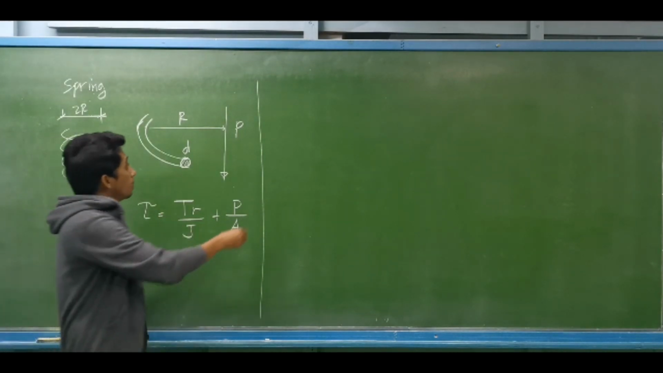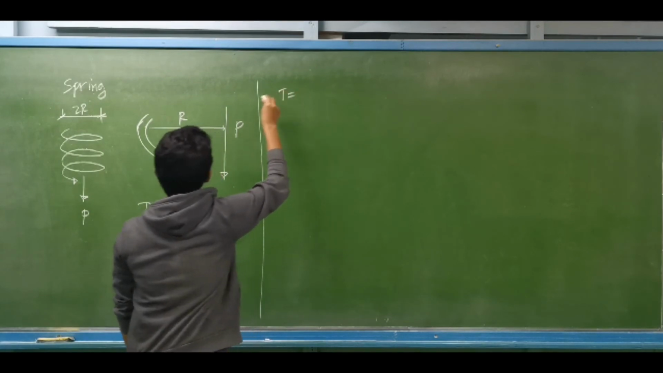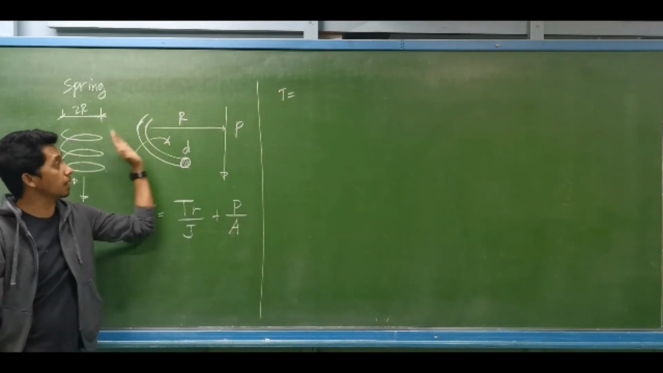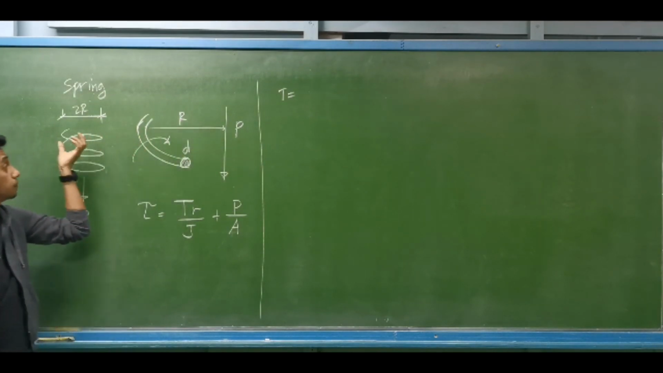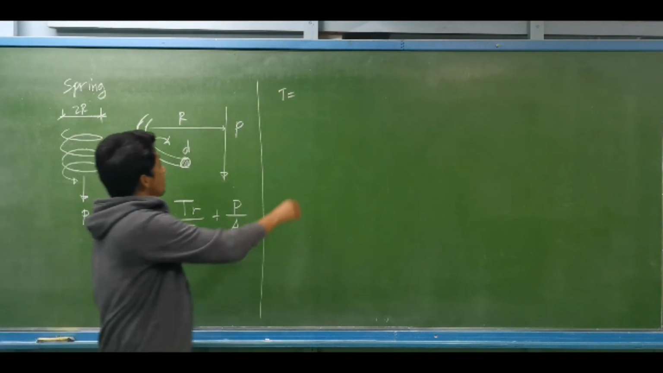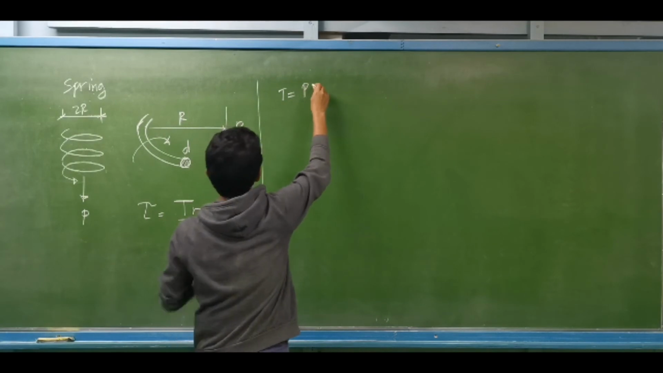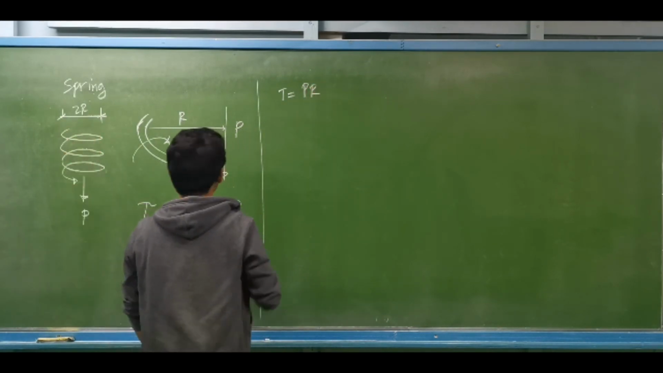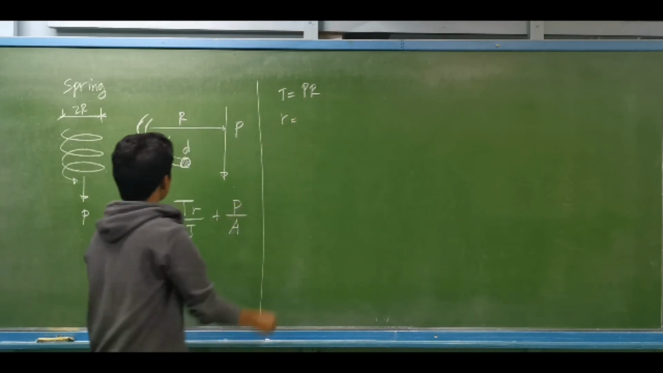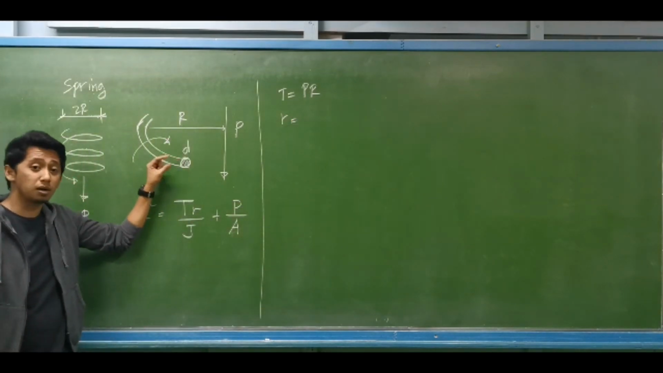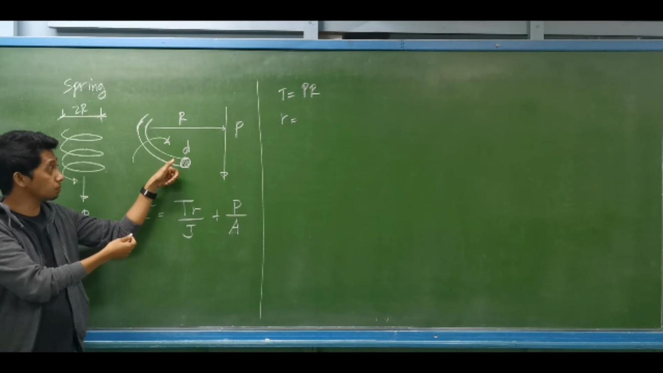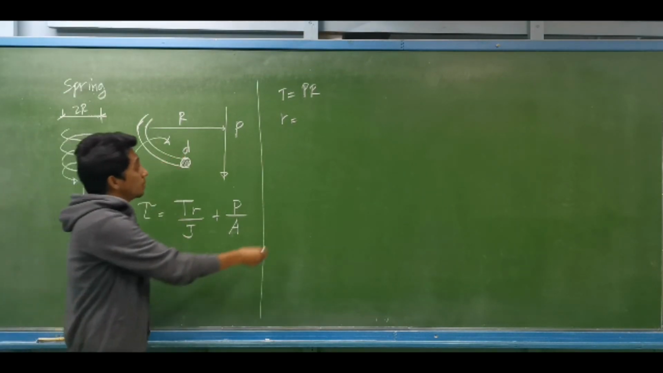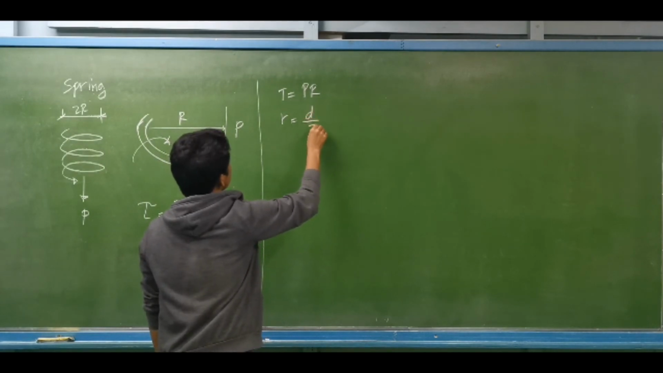We have the torque, a twisting moment caused by this force P at a distance R, the radius of the coil. The torque is basically the force P, or the load P, multiplied by the radius of the coil. While our small r, this is the radius of the wire, that is the diameter of the wire divided by 2.